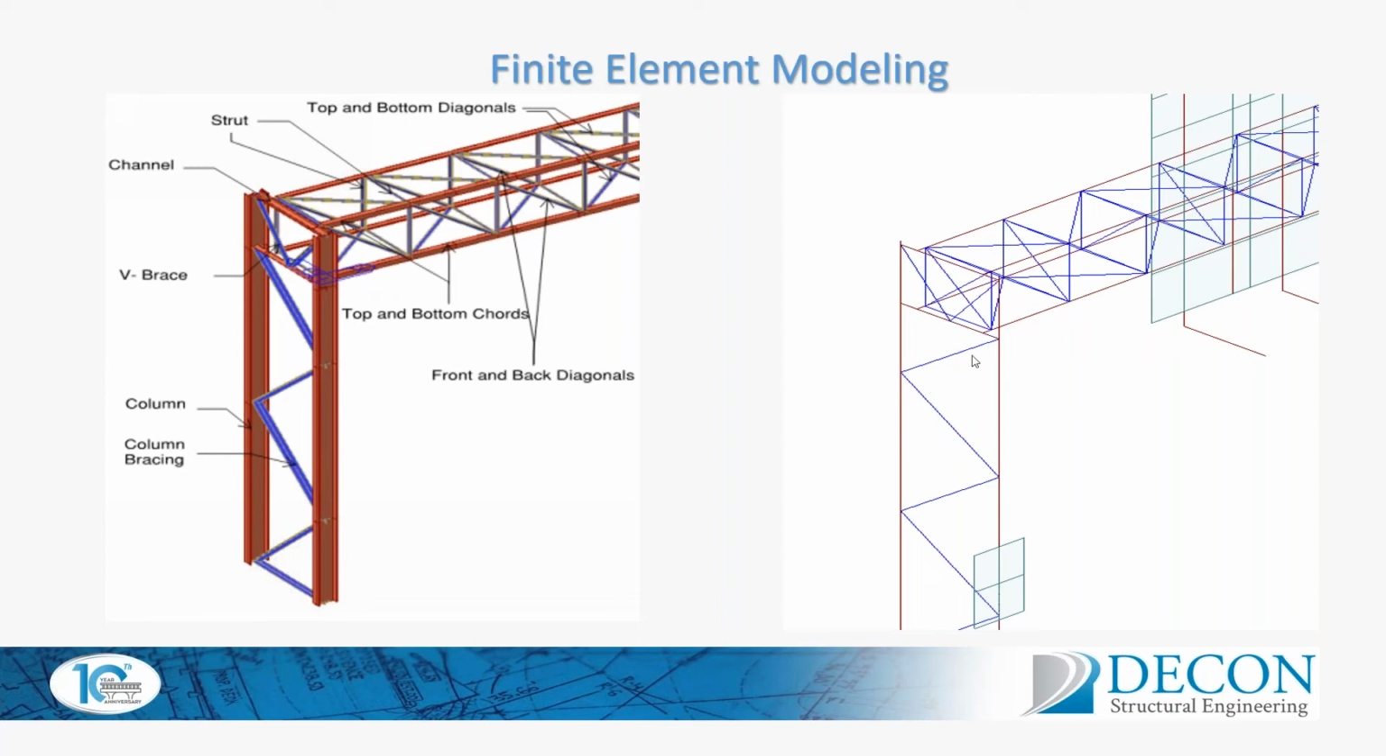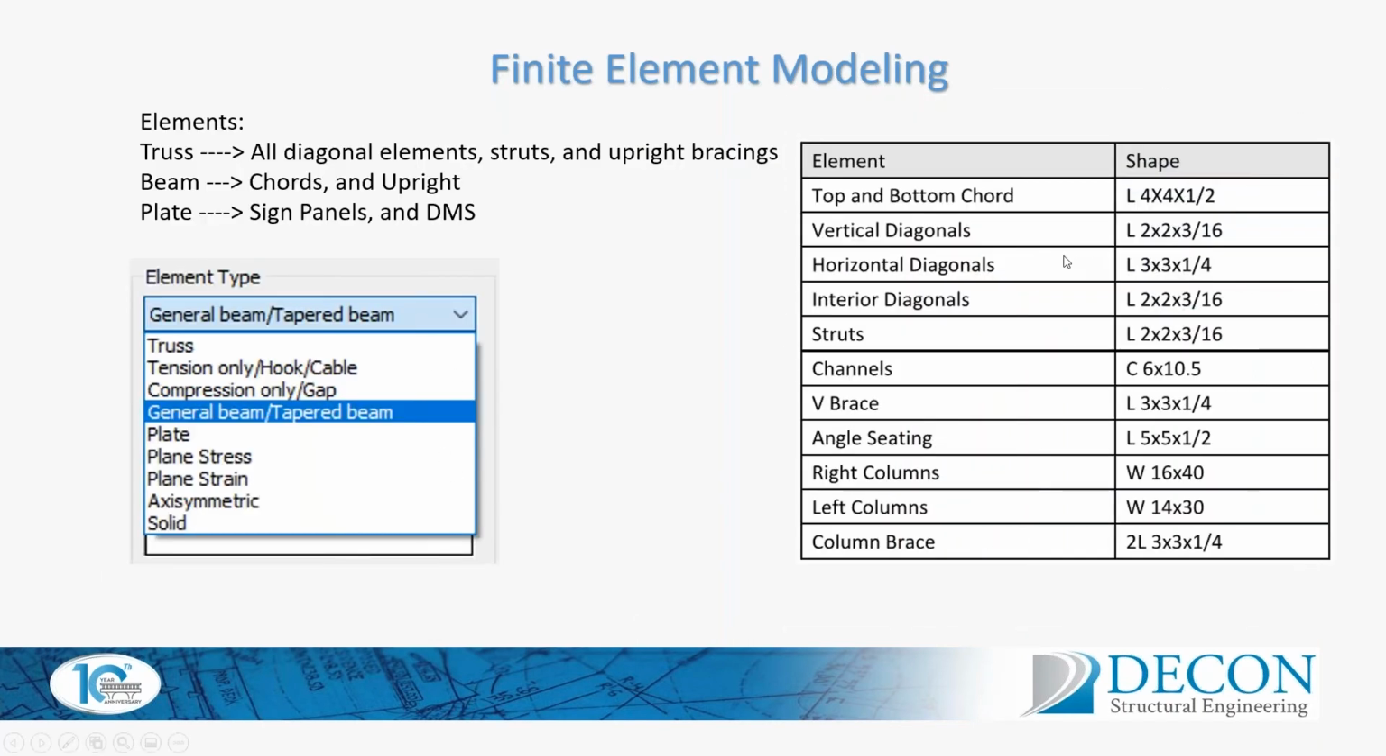All the lines that are in blue color are the truss elements, which we define as truss element, and all the red lines are the beam element. And also the green plate that you can see, we used the plate element for modeling sign panels and DMS. This is the different types of element profile that we had to define in this particular project.